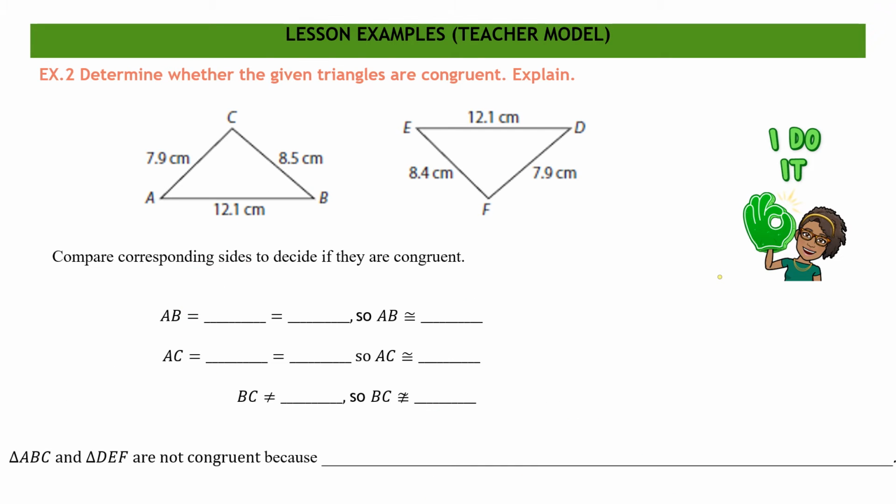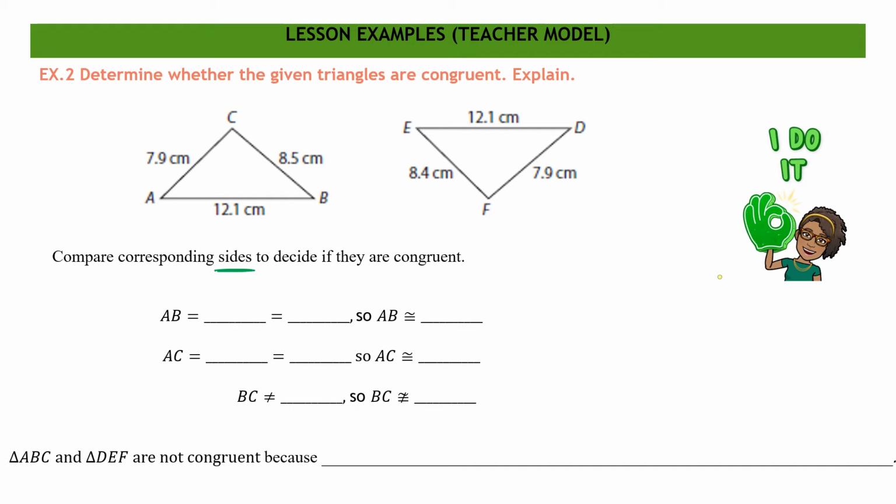Okay, so let's take a look at example number 2. It says determine whether the given triangles are congruent, and then once again we're going to explain our reasoning of why or why not. So first, let's compare the corresponding sides to determine if they are congruent.